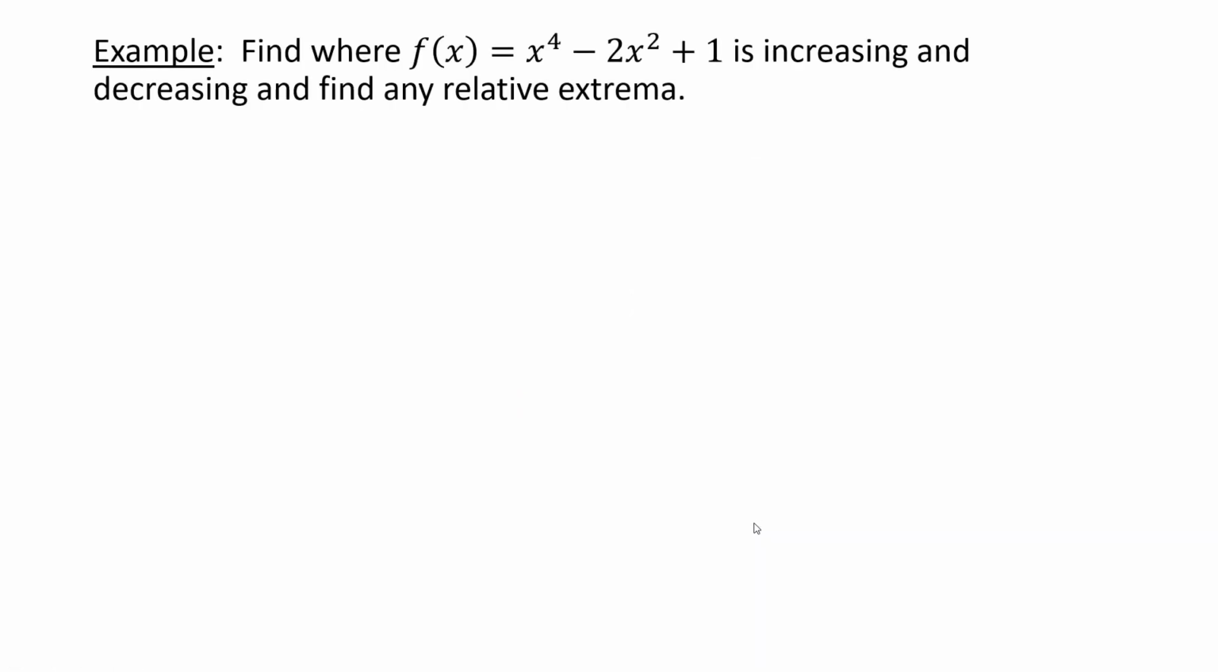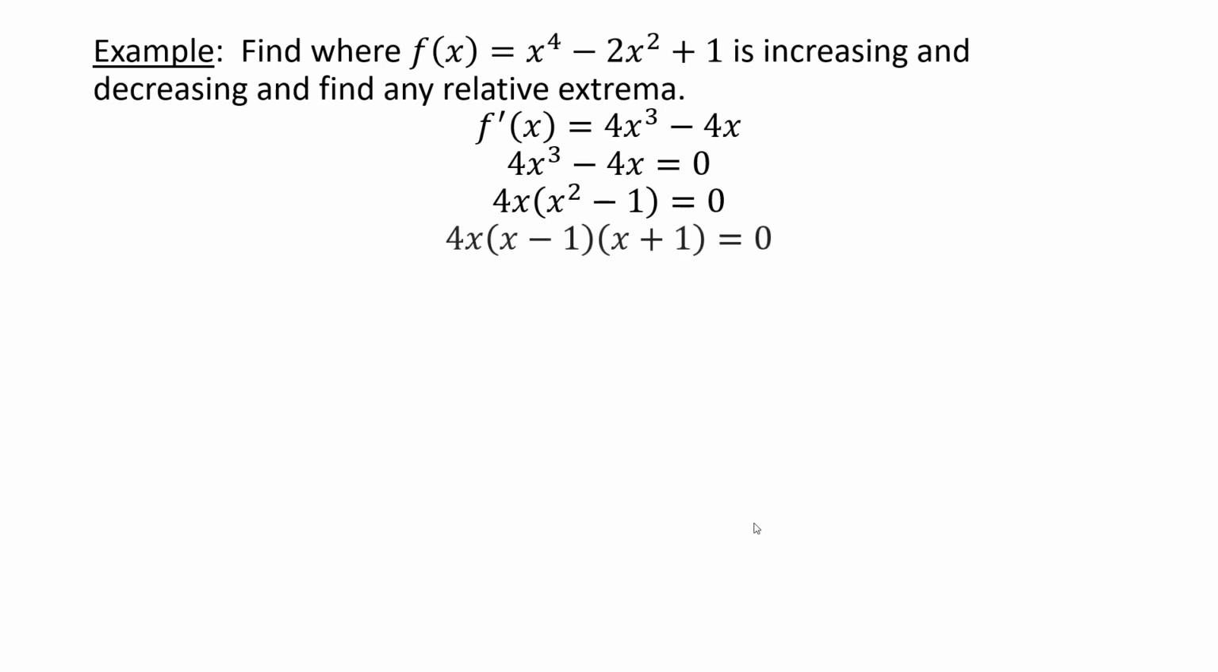Let's do one more example of finding increasing, decreasing, and relative extrema. Step 1, find those critical values by setting the derivative equal to 0 or determining where it's undefined. The derivative is 4x cubed minus 4x. That's never going to be undefined, so I'll set it equal to 0. Factor out the greatest common factor, which is 4x. And then I'm left with x squared minus 1, which is the difference of two perfect squares. That factors into x plus 1 and x minus 1.